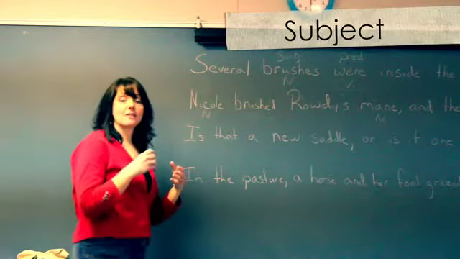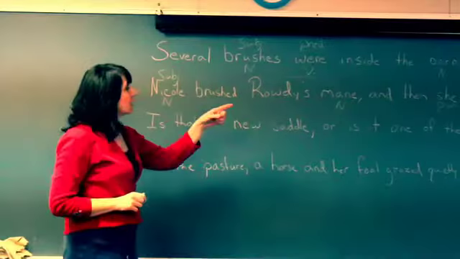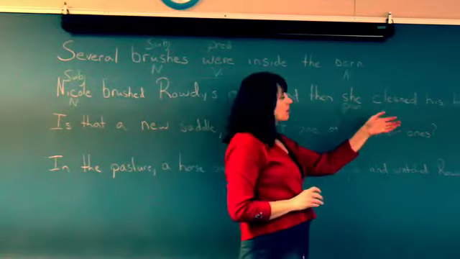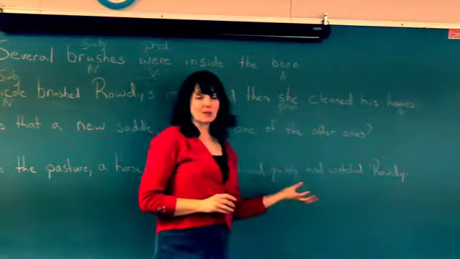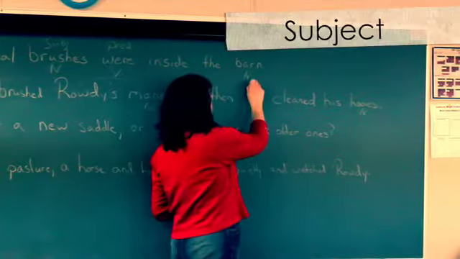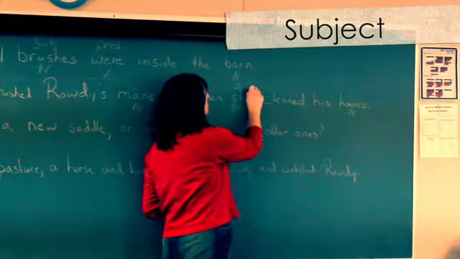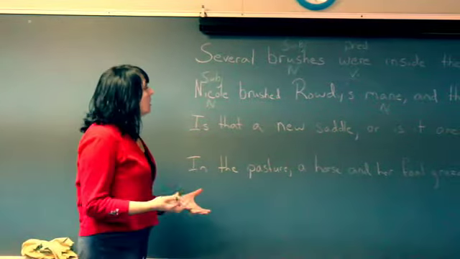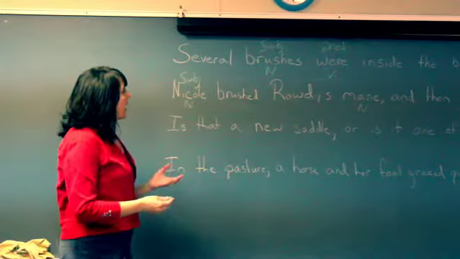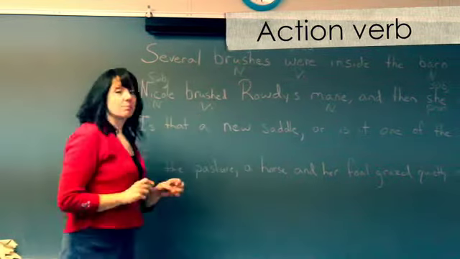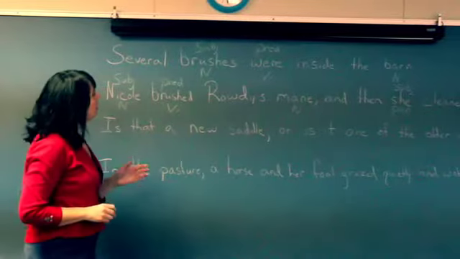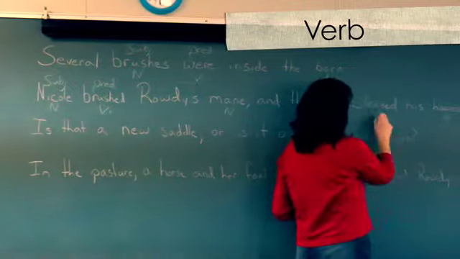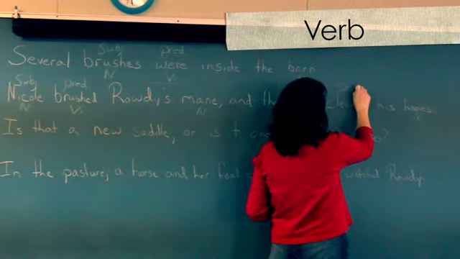So Nicole is the subject of this sentence. Mane is acting like something else, and I'll get to that in a second. Over here, then she cleaned his hooves. Hooves is not the subject of the sentence. Actually, she is. She's the one doing the action. So she is the subject. So now we have to determine which ones are our verbs. So brushed is the action. That makes that the predicate. And then as we go down the sentence, the only other thing that could be a verb is cleaned. So that's a verb, which makes it the predicate over here.